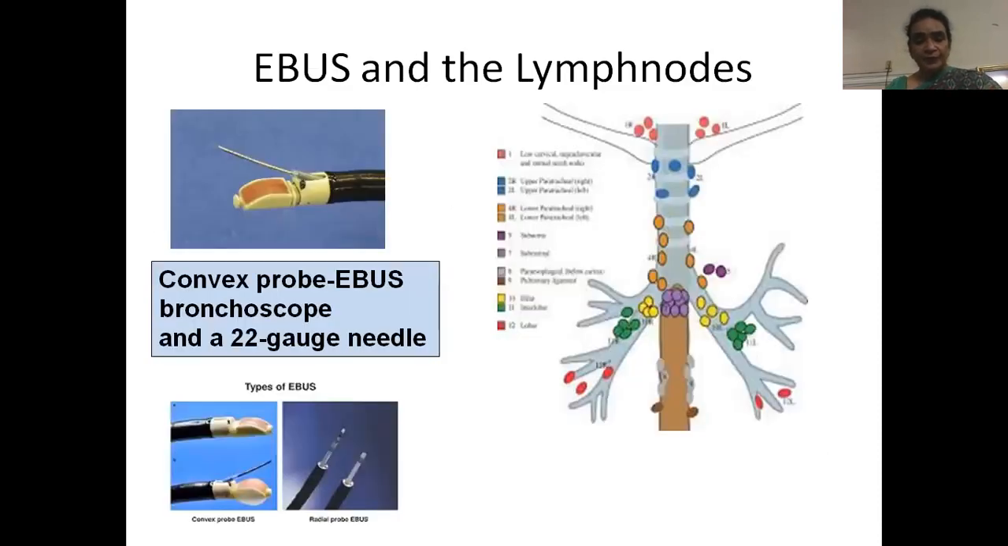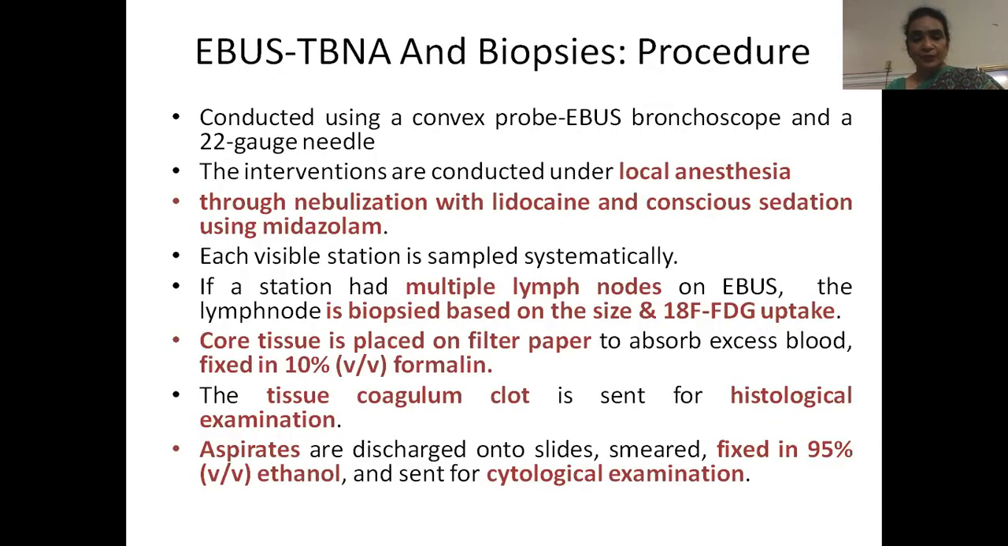The EBUS involves the convex probe. Radial probes are also available, and it also has a 22 gauge needle. The procedure is normally done under local anesthesia through nebulization with lidocaine and conscious sedation using midazolam. Each visible station is sampled systematically. The stations which have multiple lymph nodes on EBUS, the lymph node is biopsied based on the size and 18 FDG uptake.